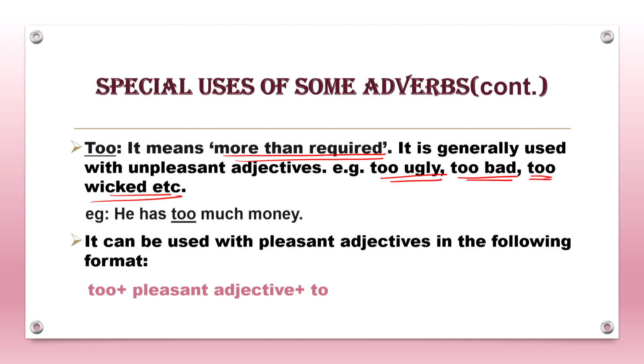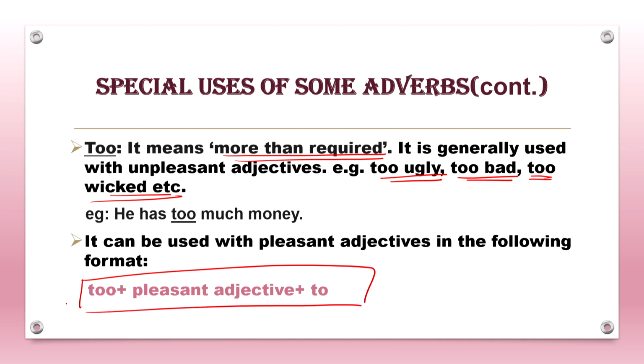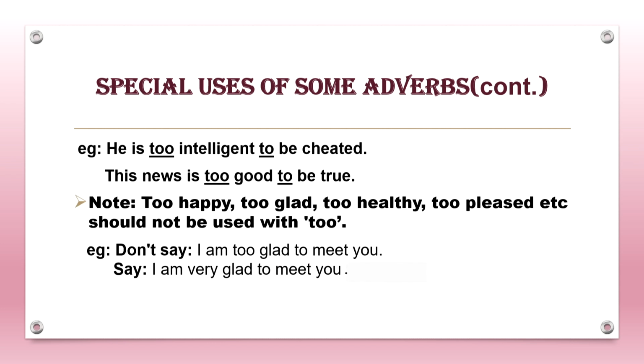Next, it can be used with pleasant adjectives in the following format. So, keep this format in mind. Again, this is important. Let us take an example. He is too intelligent to be cheated. This news is too good to be true.